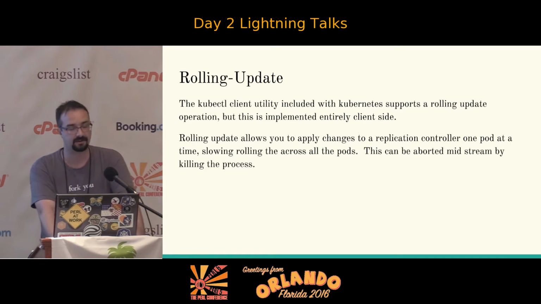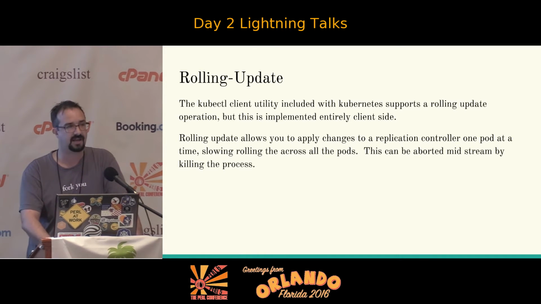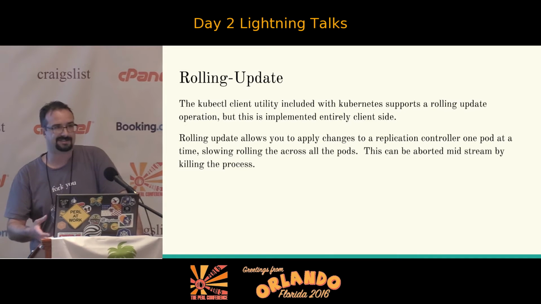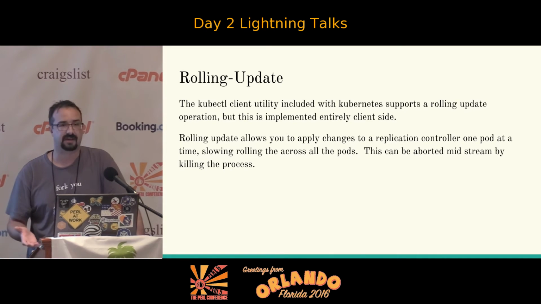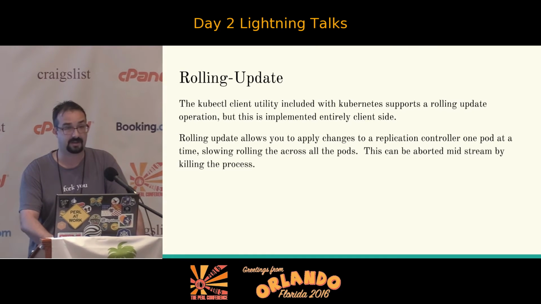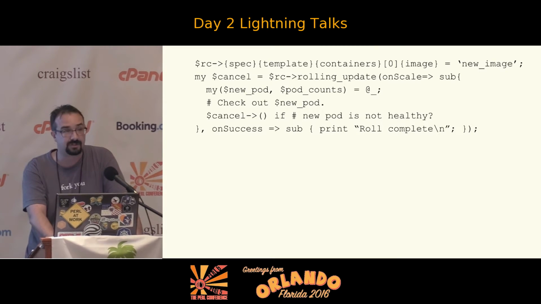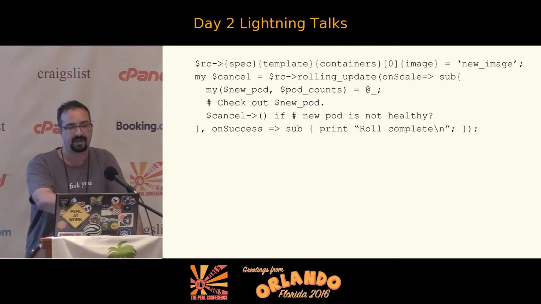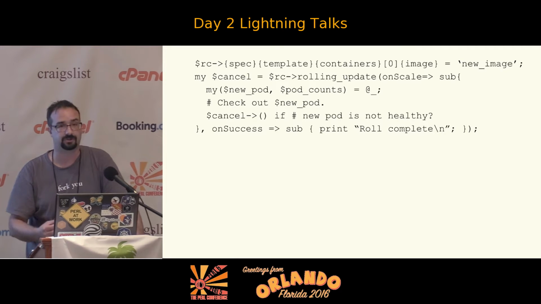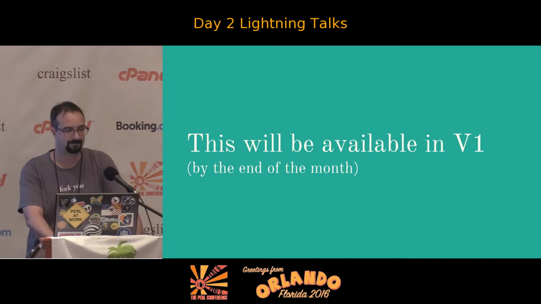So rolling update is entirely a command line utility feature, entirely implemented client side. Really what this does is create a second replication controller with the modifications. It's used for replication controllers. Okay, so rolling update you can call this way, and rolling update will provide a cancellation guard just like the watched resource. It will also invoke your on-scale callback every time one pod is moved from the old replication controller into the new replication controller. This will give you a chance to check out the new pod that was just created, see if it's healthy, and if for some reason your pods aren't coming up healthy, you can cancel it midstream. All of this is going to be available in the version 1 release by the end of the month.